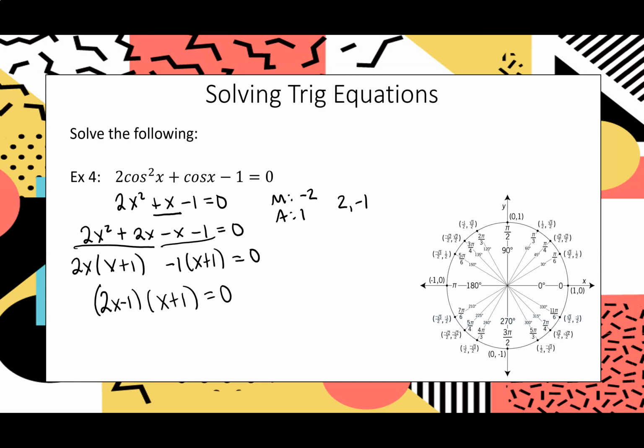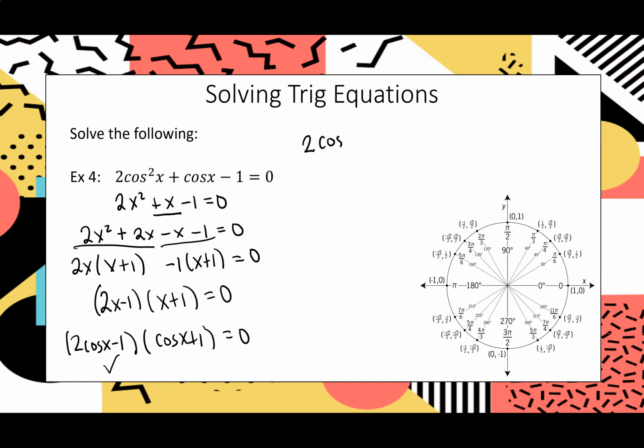And I'm going to substitute back in that cosine x, so I get 2 cosine x minus 1, and I get a cosine x plus 1. All right, now we're going to have to take some time to set those equations equal to 0, then look at our unit circle and find our solution. Let's go ahead and start with this one first.